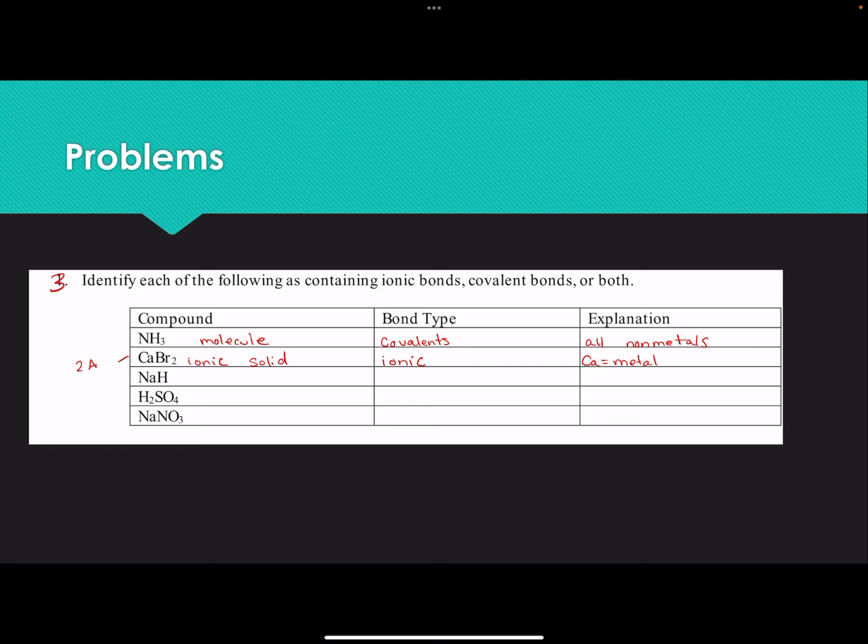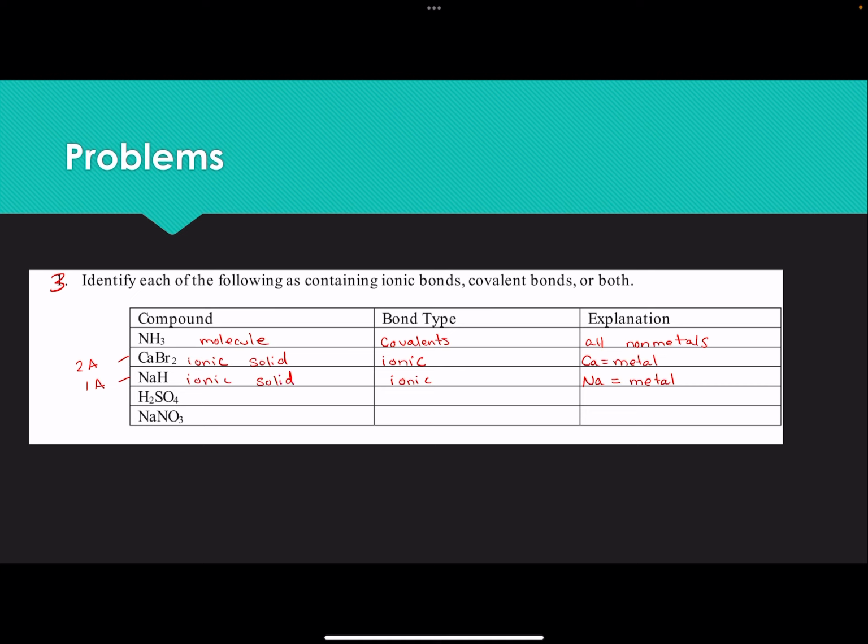Next, we've got sodium hydride. So again, I look at my first element and I see sodium. And sodium is located in group 1A of my periodic table, so it's over to the left side, making sodium a metal. Again, the instant I see that metal out front, I have an ionic bond. So again, sodium hydride is an ionic solid.